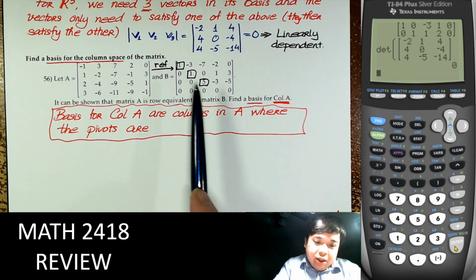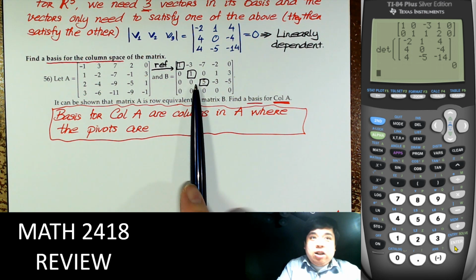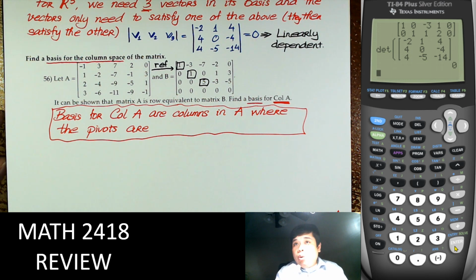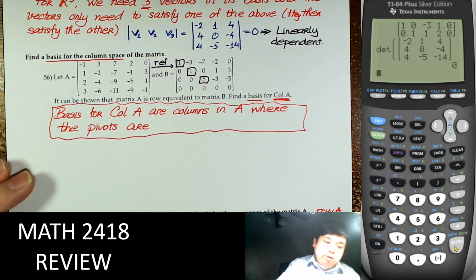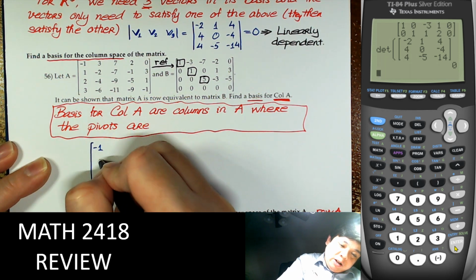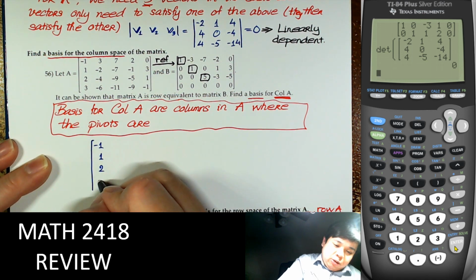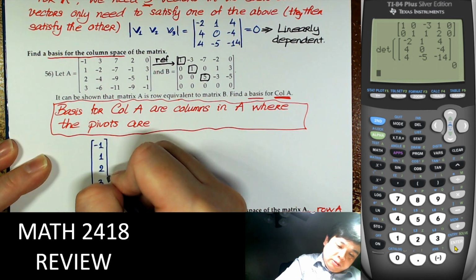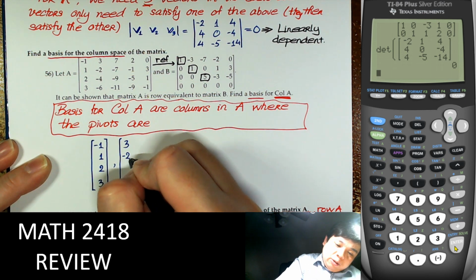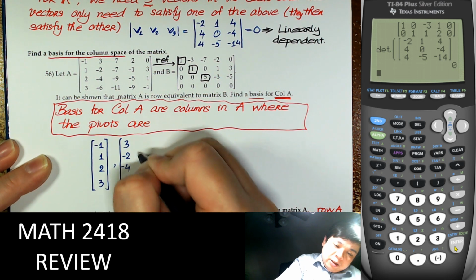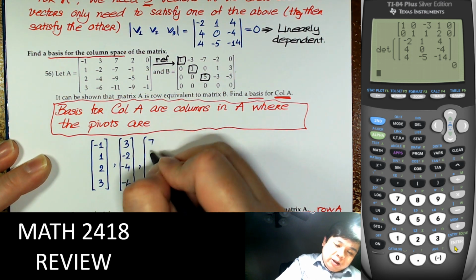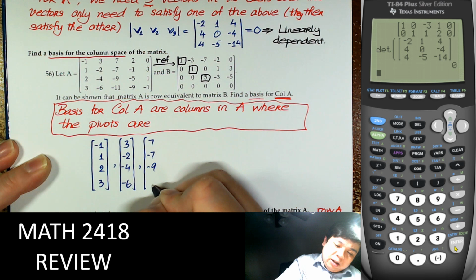Right, so when we see the pivot on first, second, and third, so just going to write the first, second, and third column. Notice that it has to be the vectors in the original column and not in the row echelon form. So we just have -1, 1, 2, and 3. -3, -2, -4, and -6. 7, -7, -9, and -11.